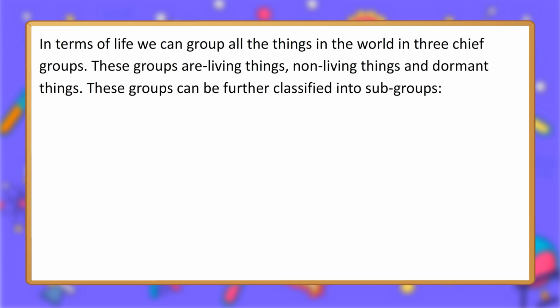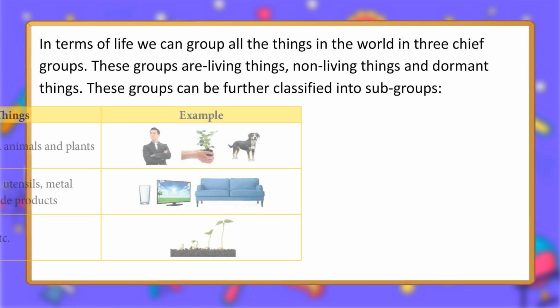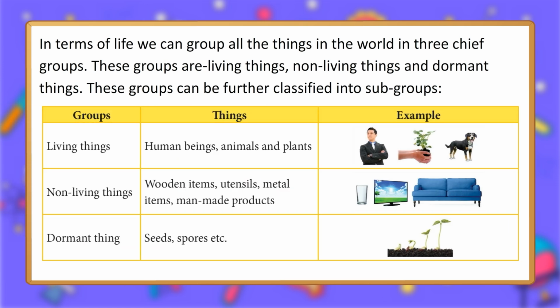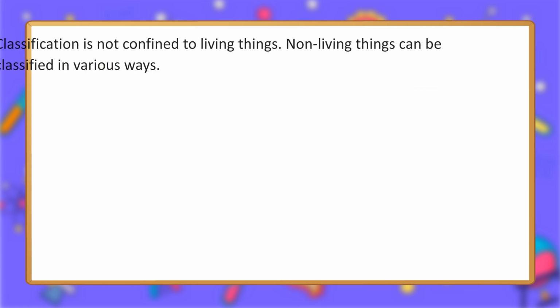In terms of life, we can group all the things in the world in 3 chief groups. These groups are living things, non-living things and dormant things. These groups can be further classified into subgroups. Living things: human beings, animals and plants. Non-living things: wooden items, utensils, metal items, man-made products. Dormant things: seeds, spores, etc.